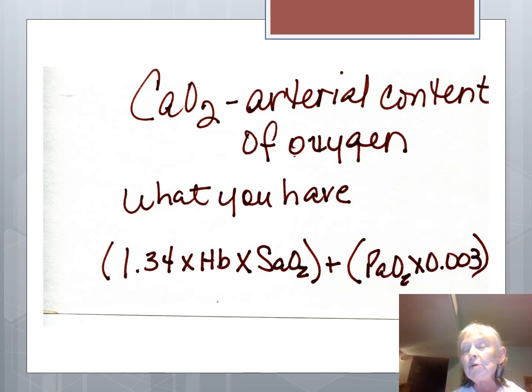Remember, S little AO2 is a percent, okay? When you get that on your ABG slip, it is a percent, and we have to turn it into a decimal. Remember that sometimes hemoglobin is reported as grams percent. That is still a whole number, okay? The only percent in this formula is the SaO2. So we're going to use the 1.34 times the hemoglobin times the SaO2, and then we're going to add the P little AO2 times the 0.003. That is going to give us the arterial content of oxygen.